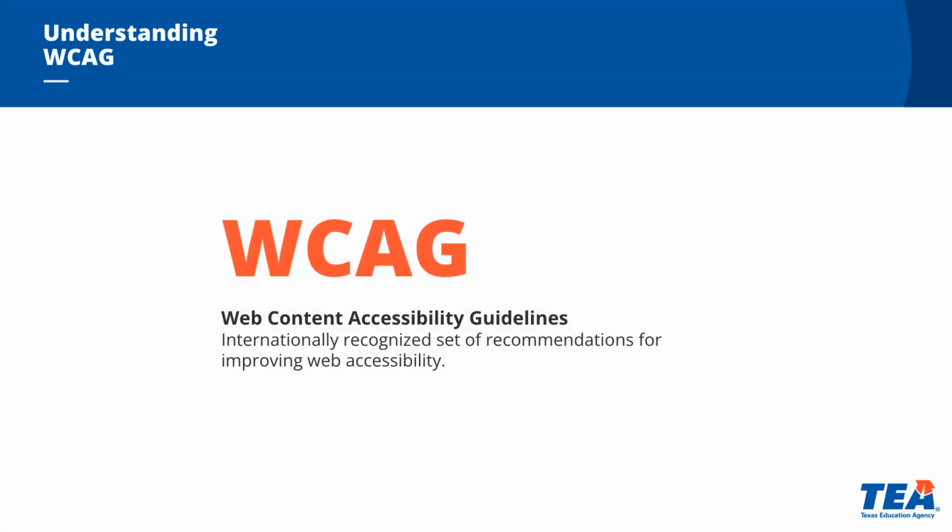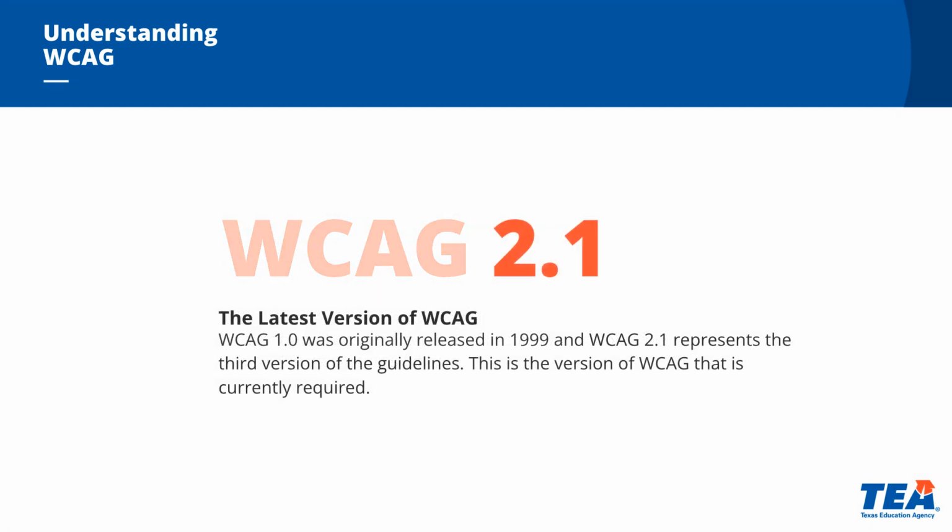WCAG, or Web Content Accessibility Guidelines, is an internationally recognized set of recommendations for improving web accessibility. WCAG 1.0 was originally released in 1999, and WCAG 2.1 represents the third version of the guidelines. This is the version of WCAG that is currently required.